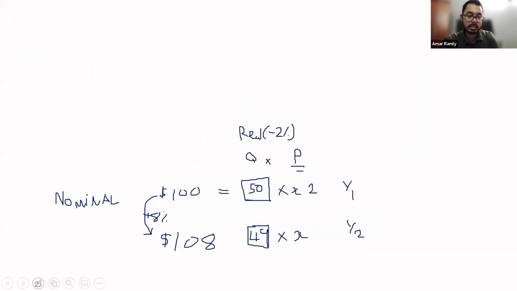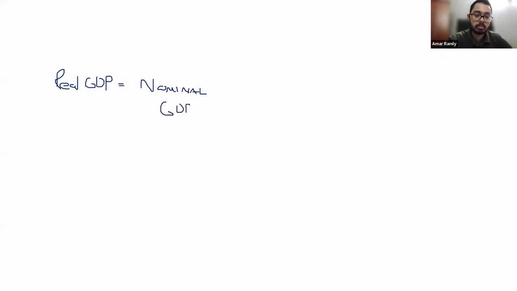So we can eliminate this example and instead turn our attention to a particular equation. Real GDP, guys, will equal nominal GDP minus changes in the price level.